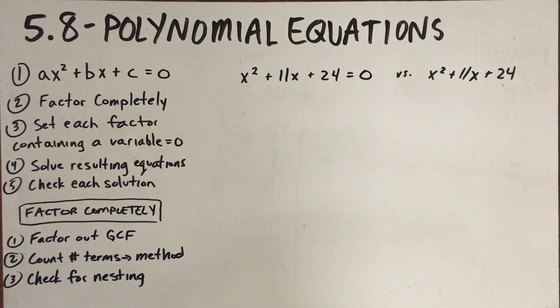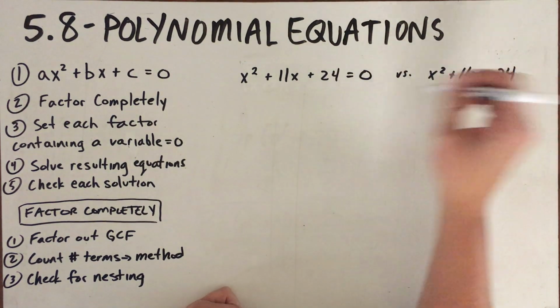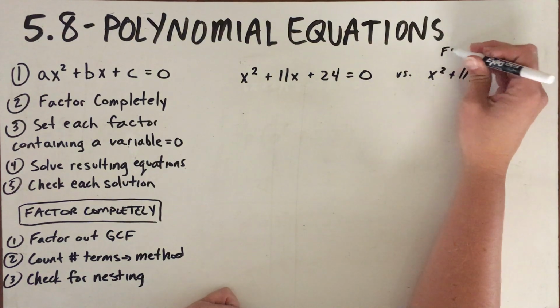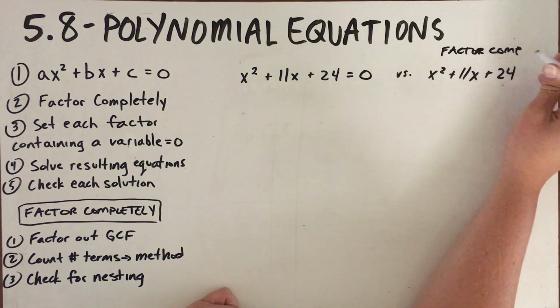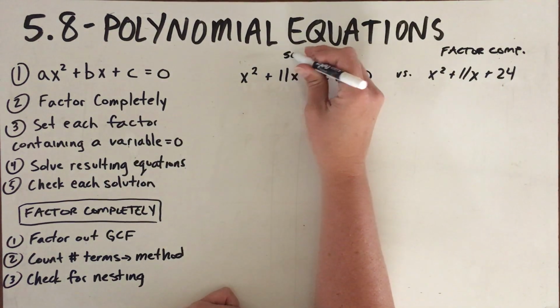Today we're going to cover 5.8 in our current book. In the future this might be a different section, but the topic or concept is polynomial equations. So what is the difference between what we've been doing, which is factoring, and polynomial equations? Same problem, right? But this one would say factor completely, and this one would say solve.